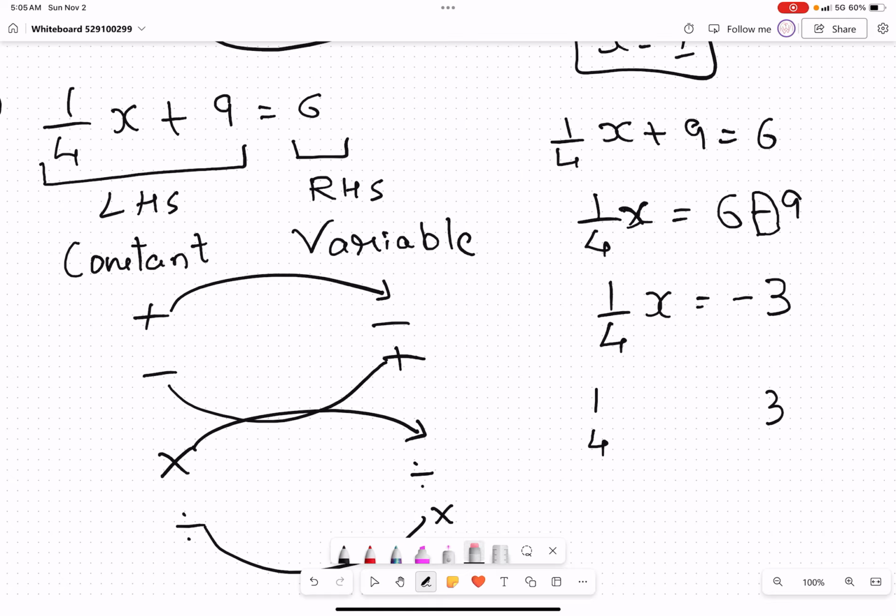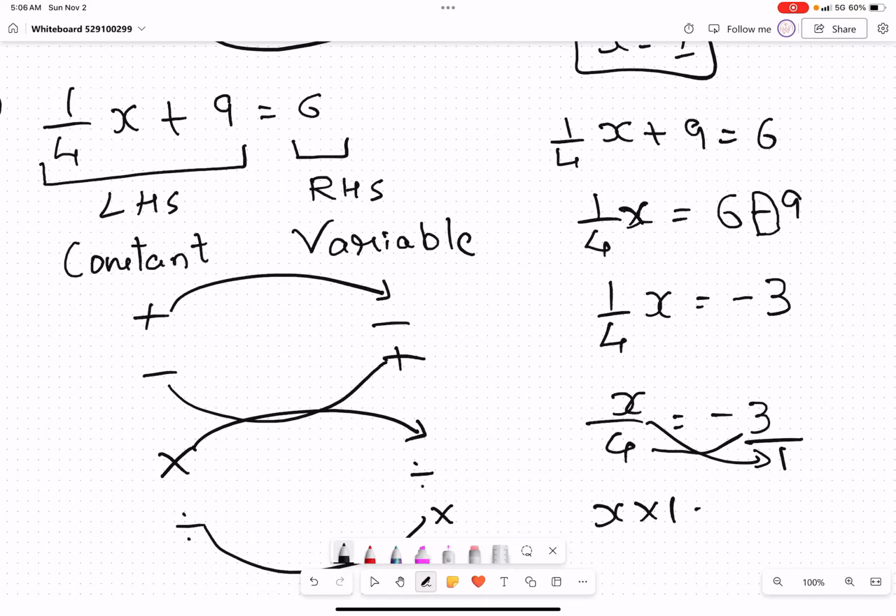Or I'll show an easy way instead of confusing you with more steps. 1 by 4x equals x by 4. Correct? Do cross multiplication. X into 1 equals minus 3 into 4. X equals minus 12. Okay, that's it, guys.